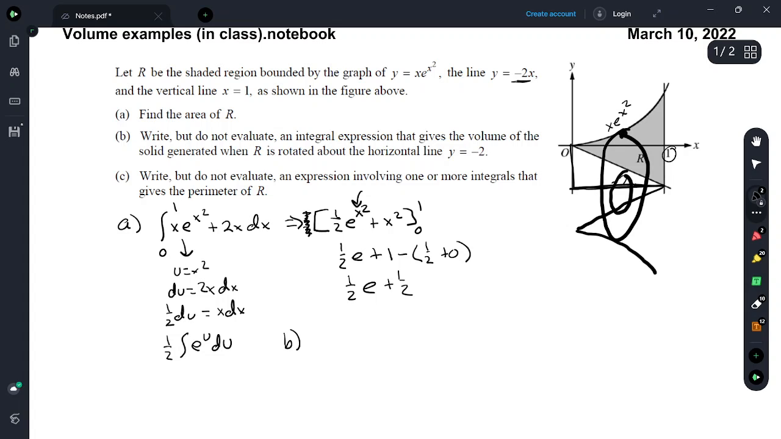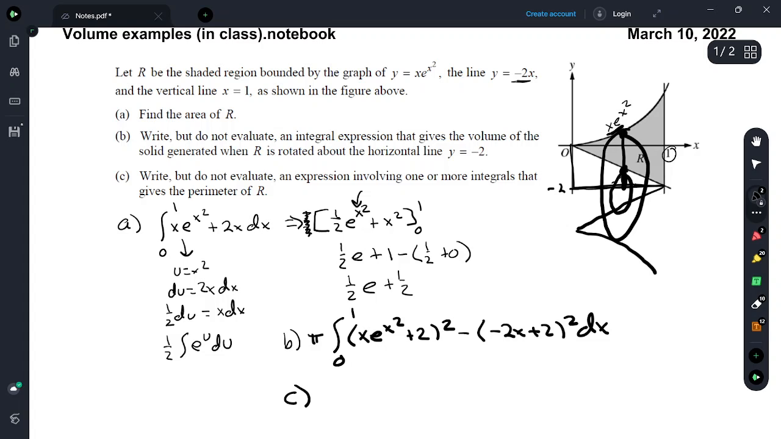So the outside radius is going from this curve down to negative 2. So we need pi, integral from 0 to 1, of x e to the x squared minus a negative 2, so plus 2, squared. There's the big radius, and we're going to minus the little radius, which is from the line down to that line. So negative 2x plus 2, squared, dx.